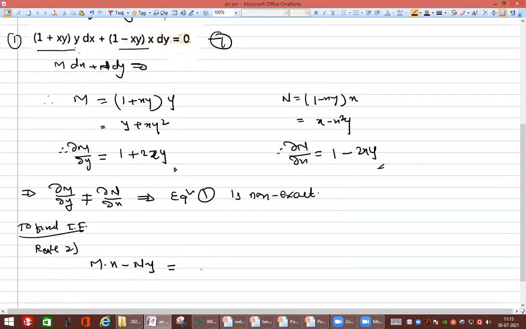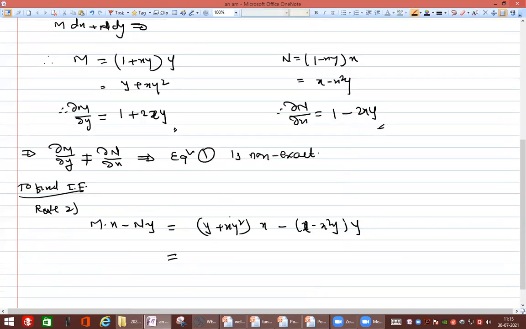So therefore, we know what our M is. M is (y plus xy squared) into x, minus N is (1 minus 2x, sorry, x minus x squared y) into y. Let us simplify it. Multiply inside by x. So it is xy plus x squared y squared minus this xy, minus minus becomes plus x squared y squared. This gets cancelled. So it is 2x squared y squared, which is not equal to 0.